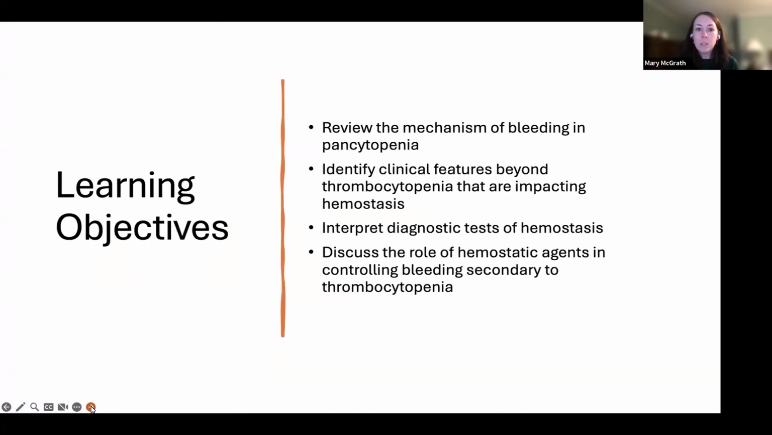Learning objectives will, after the case, review the mechanisms of bleeding and pancytopenia, identify clinical features beyond thrombocytopenia that are potentially impacting hemostasis. We'll do some brief interpretation of diagnostic tests of hemostasis, and then also discuss the role of hemostatic agents in controlling bleeding secondary to thrombocytopenia.